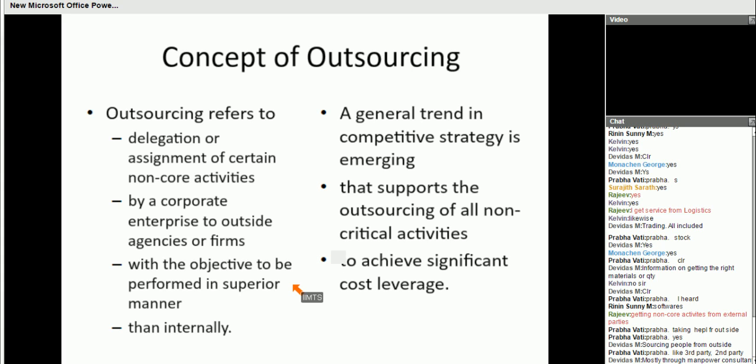The concept of outsourcing. Outsourcing refers to delegation or assignment of certain non-core activities by a corporate enterprise to outside agencies or firms with the objective to be performed in superior manner than internally. A general trend in competitive strategy is emerging that supports the outsourcing of all non-critical activities to achieve the significant cost leverage. Cost leverage means at a cheaper cost.